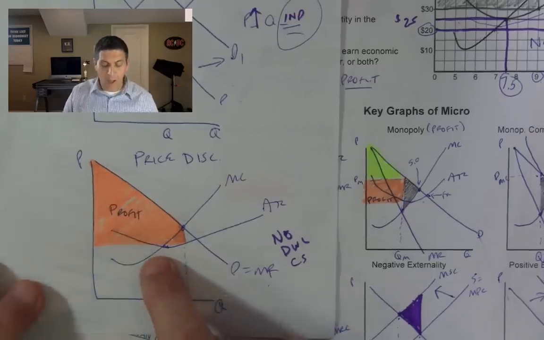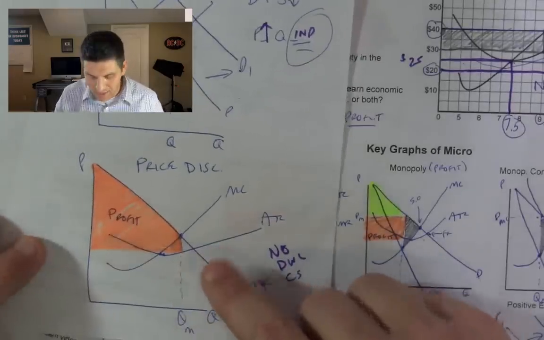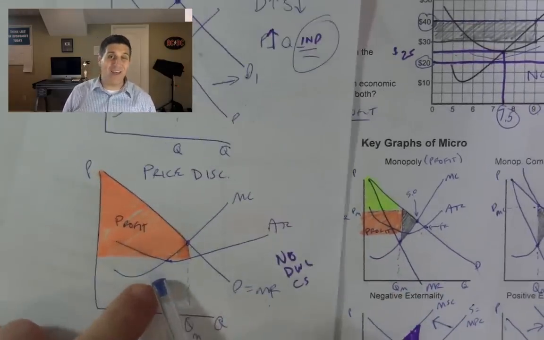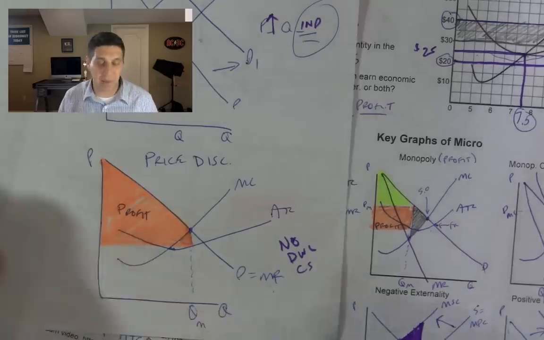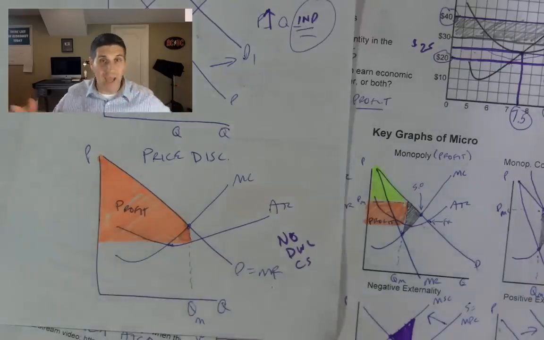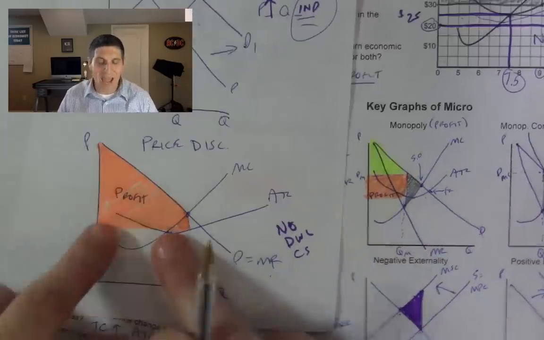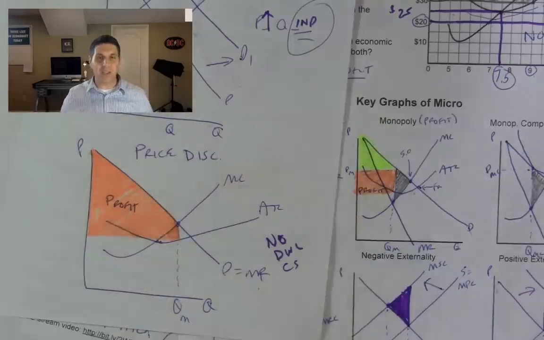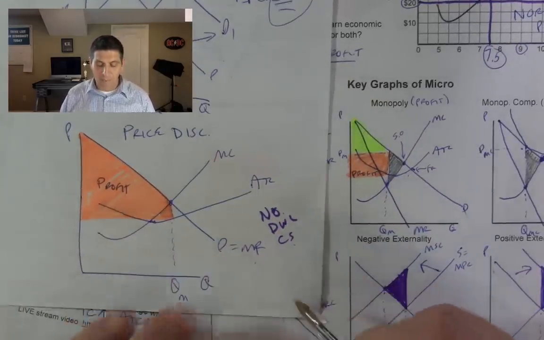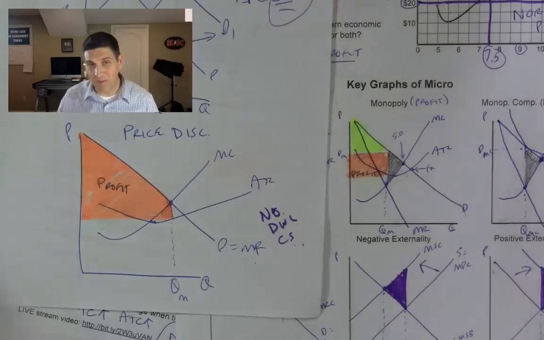So obviously they would want more profit. Now this is not easily done. You need several different things to be in place to pull it off. They need to make sure that consumers can't resell the product to other people. They've got to find a way to segregate the market in such a way to find out who's willing to actually pay more. This doesn't happen very often, but graphically that's the concept. What you've got to know is, again, no deadweight loss and no consumer surplus, because all that consumer surplus has been converted into profit.